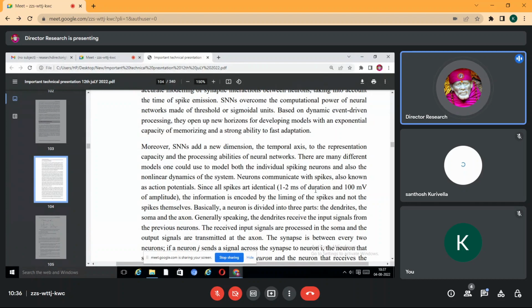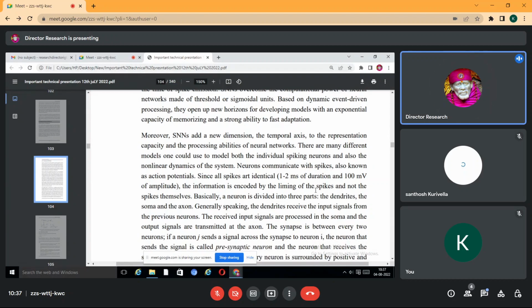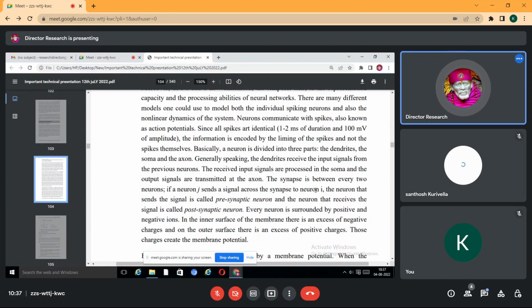There are many different models one could use to model both the individual spiking neurons and also the nonlinear dynamics of the system. Neurons communicate with spikes, also known as action potentials. Since all spikes are identical, basically a neuron is divided into three parts.